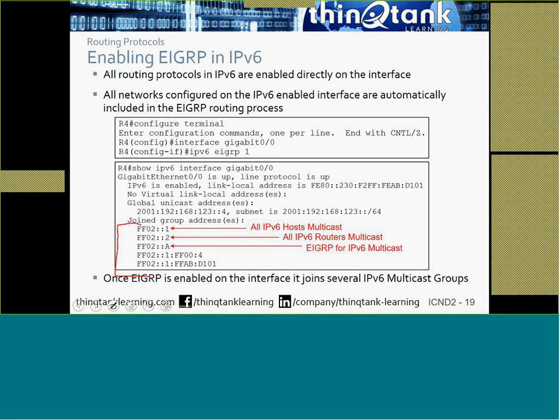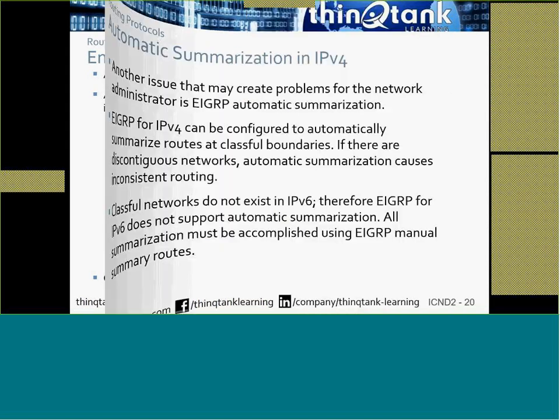FF02::1 is all IPv6 hosts. FF02::2 is all routers, which was initiated when we did the ipv6 unicast-routing command. And then it joined the EIGRP group, FF02::A. All right? So that's how we're going to do our implementation.